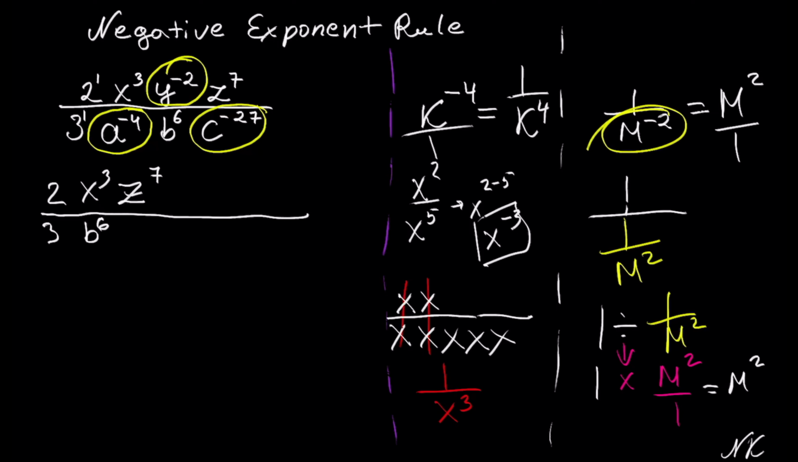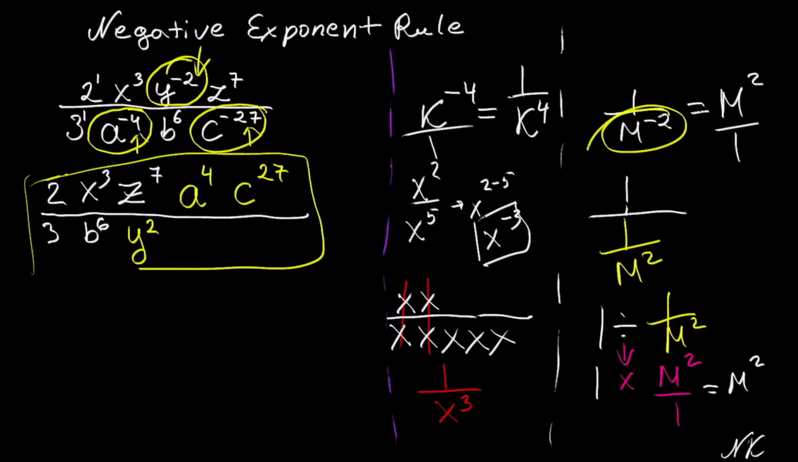Y to the negative second will become positive in denominator, so we have y to the positive 2 in denominator. A to the negative fourth will become a variable with positive exponent in numerator, so a to the fourth in numerator. C to the negative 27 will become a variable with positive exponent in numerator as well, so we get c to the positive 27 in numerator. This is a perfectly fine solution.